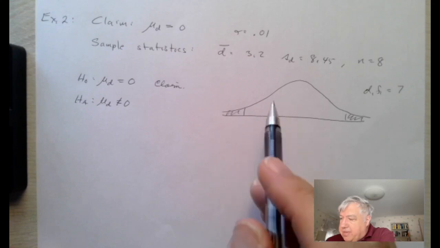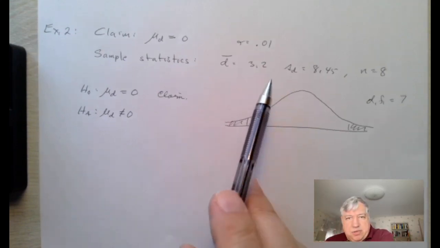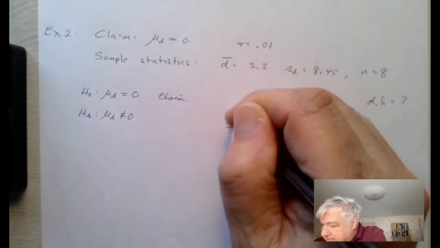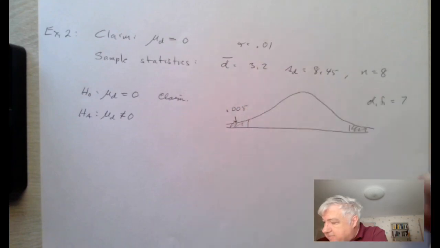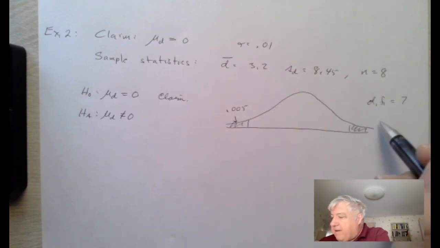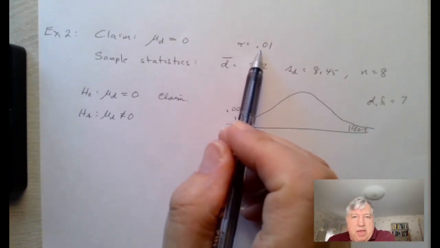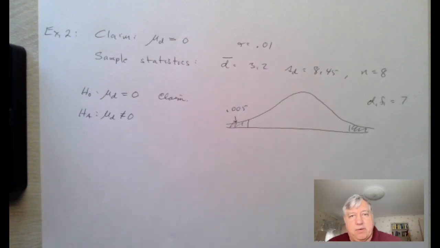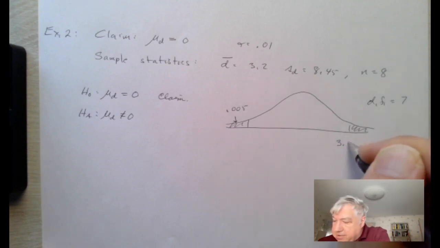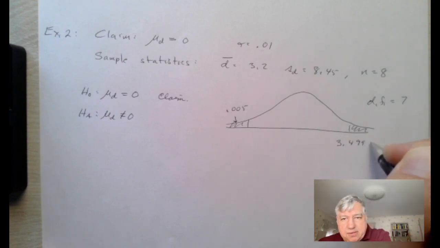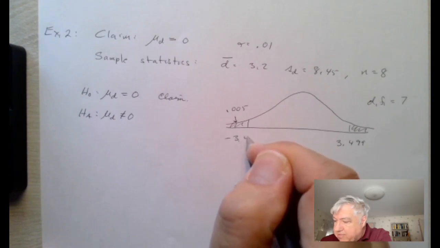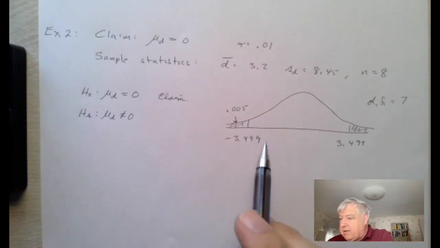Now the level of significance is 0.01. So this is half of that, this would be 0.005. Actually, you don't really even have to do that. You just look at the table for two tails where alpha is 0.01, and you get that the value is 3.499, and this would be negative 3.499 for two tails.